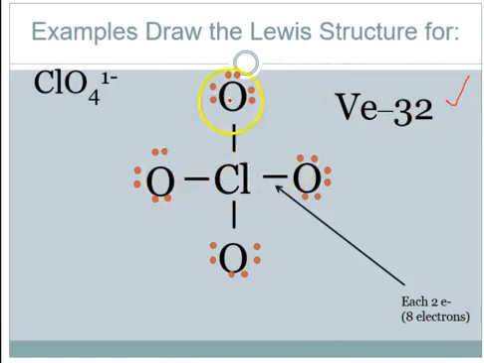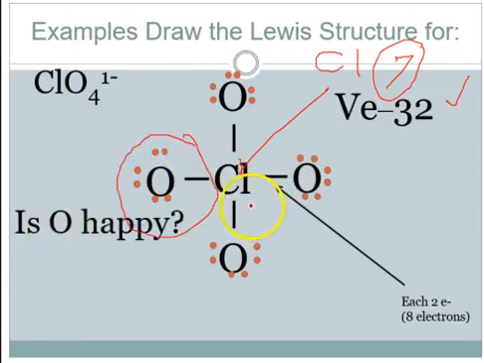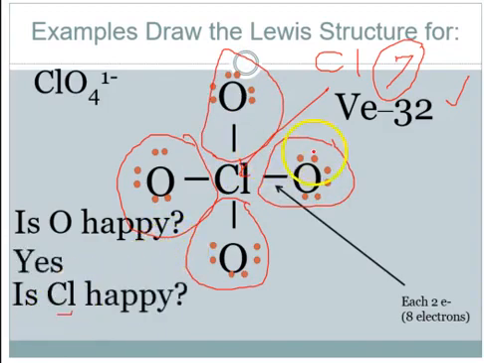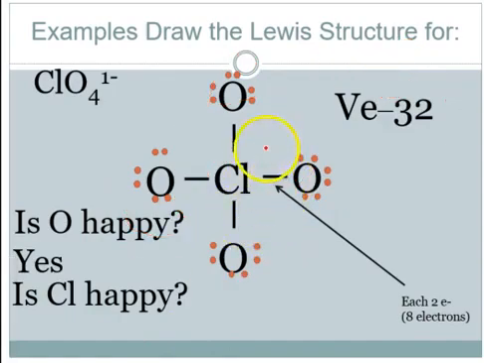Then I've got to ask myself if each of the members is happy. Double check if your central atom is in an exception rule before you start borrowing. Chlorine is not in an exception rule. Chlorine brought 7 electrons to the party and is expected to get all of the electrons, so it's expecting to get an octet. So, is oxygen happy? Each one of these oxygens has 8 electrons. So if you count them up, you'll see each one of the oxygens has 8 electrons. So yes, it's happy. And is Cl happy? Yeah, Cl was happy the minute I made my skeletal structure. So chlorine is also happy with 8 electrons. So this is my completed Lewis dot structure for a perchlorate ion.